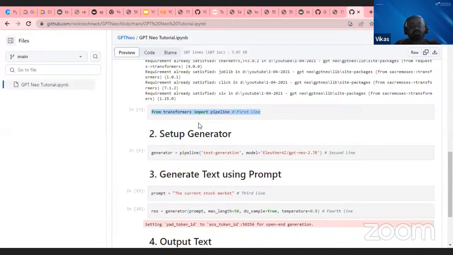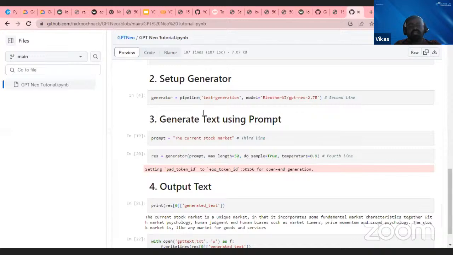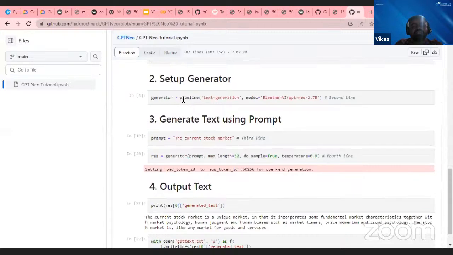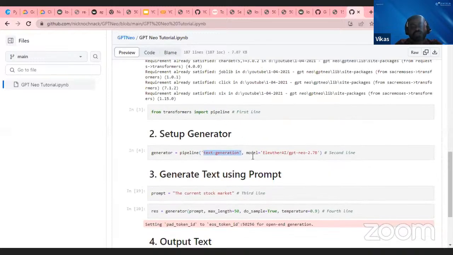Once I set up my pipeline, guys, I have to create one generator now. So how will I create a generator using the pipeline function? I am writing the pipeline function, then I am passing my task, text generation, and then I am passing the model name. What is my model name? GPT Neo 2.7 billion parameter, correct? So this is the second line we have created here.